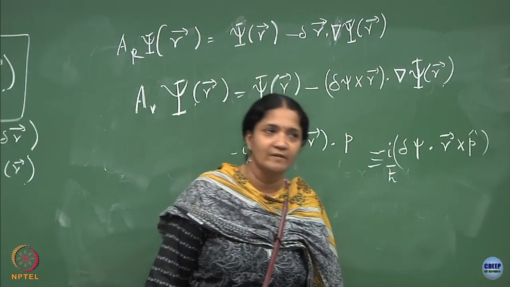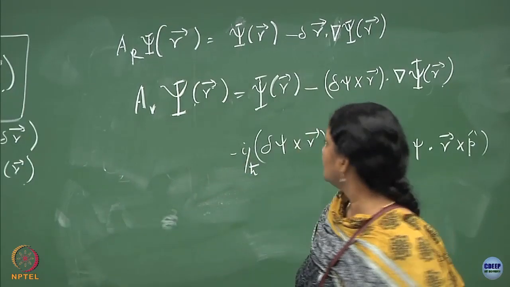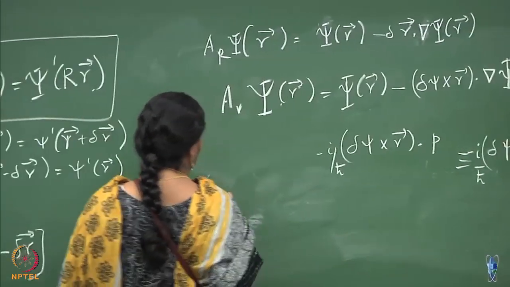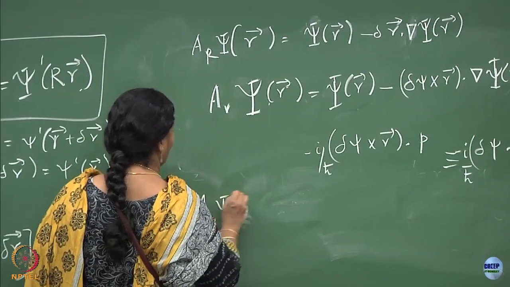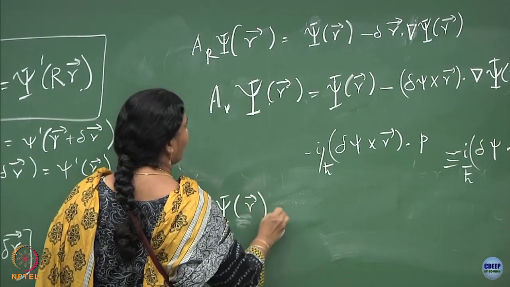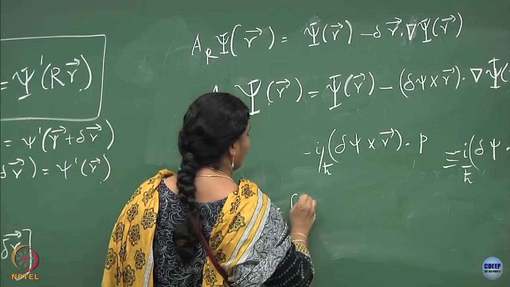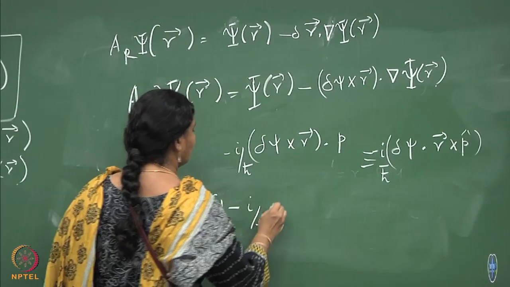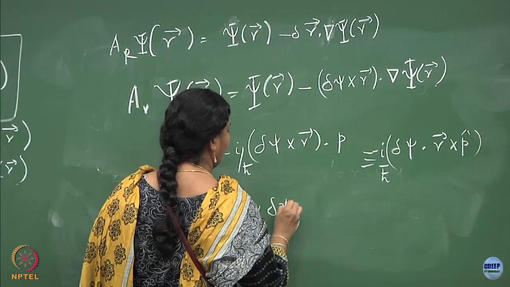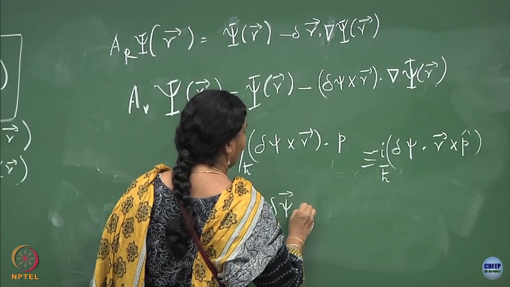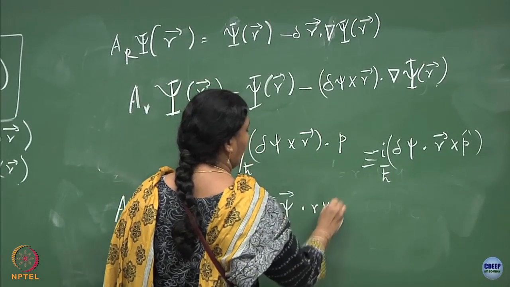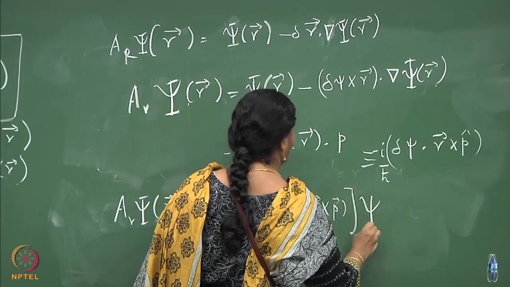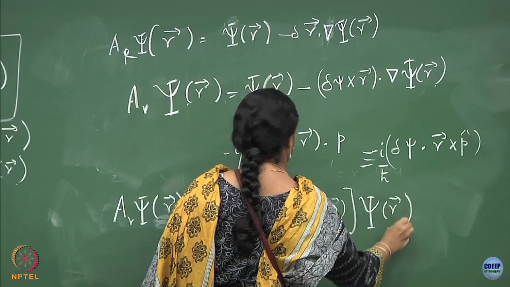So, I have given you now the generator. So, A r of psi of r is identity minus i by h cross delta psi dotted with r cross p on psi. Are you all with me?